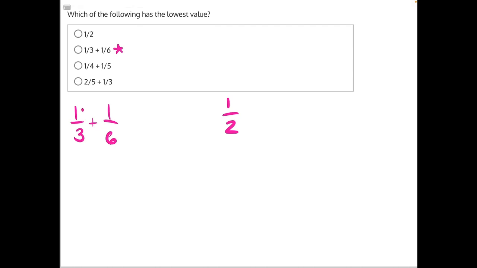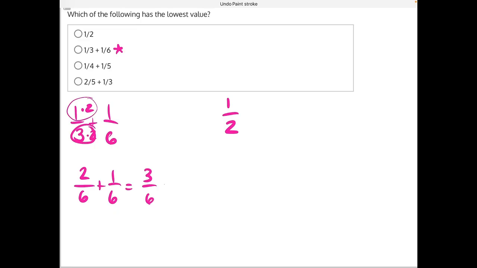If I multiply the top and bottom by 2, we'd have 1 times 2, which is 2, and 3 times 2, which is 6. And now we can add them to get 3/6. 3 is exactly half of 6, meaning that this is equal to 1/2. Since these two answer choices are equal to one another, it's very unlikely that they could be the lowest value since they're equivalent. So we can eliminate both A and B.